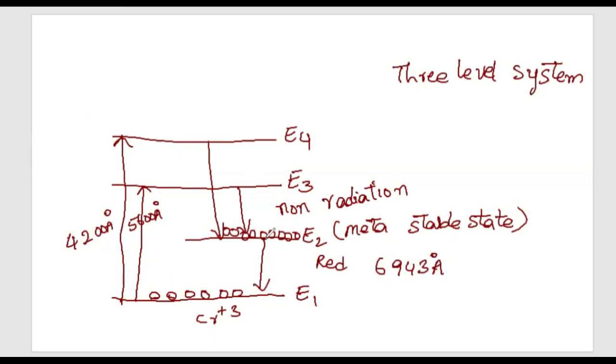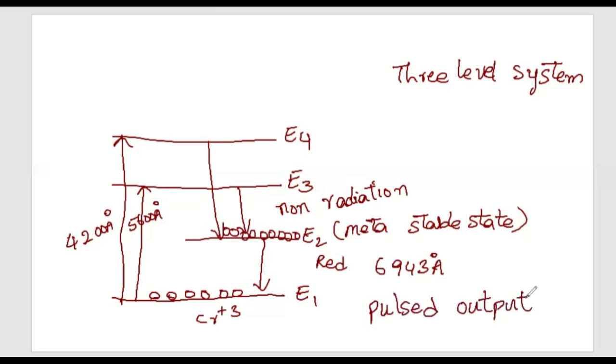Until population inversion is achieved between E2 and E1, laser light won't come. As the ground level itself is involved in the laser transition, the output cannot be continuous, because the laser output will come only when there is population inversion between the two energy levels. So the output is always a pulsed output in this ruby laser.